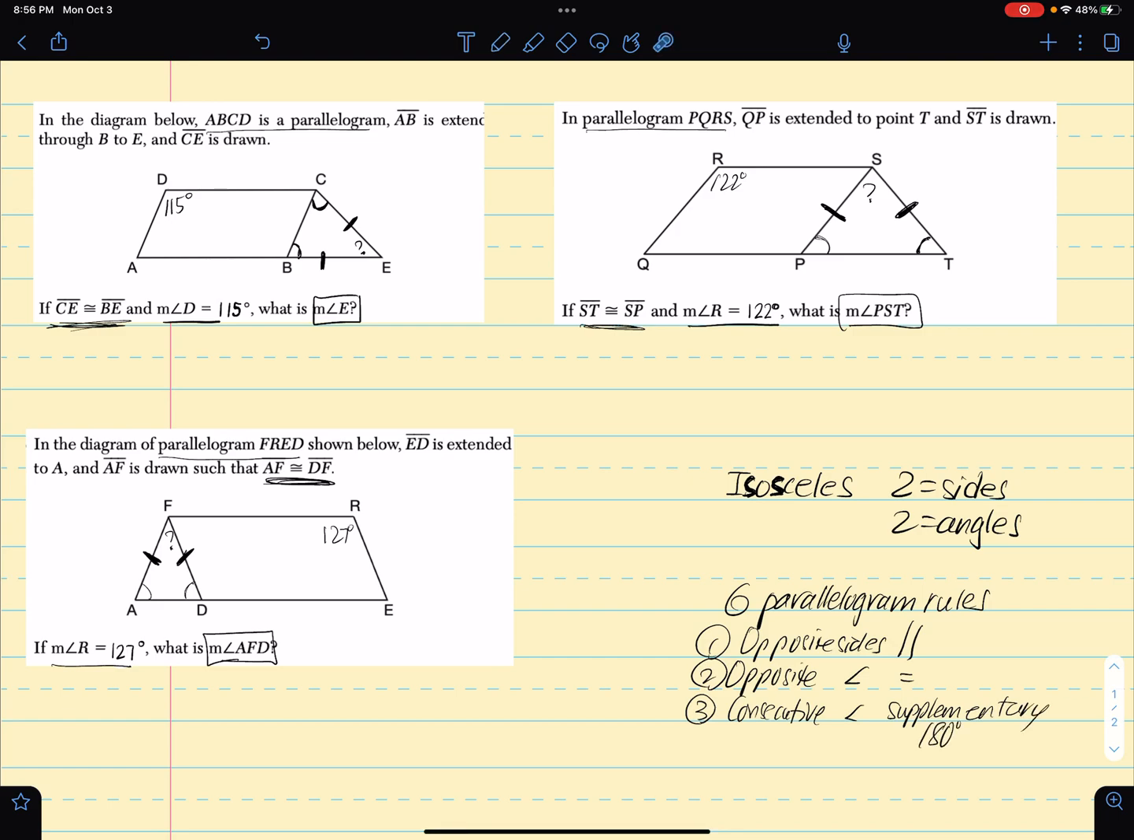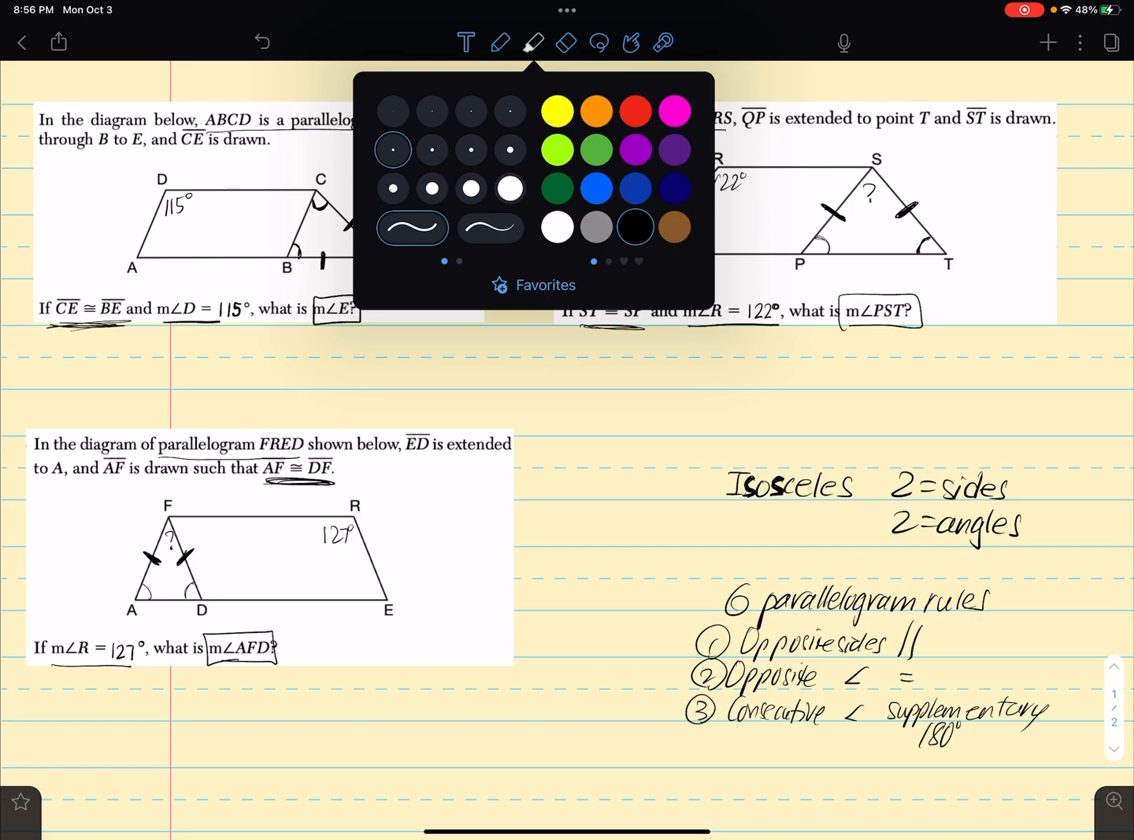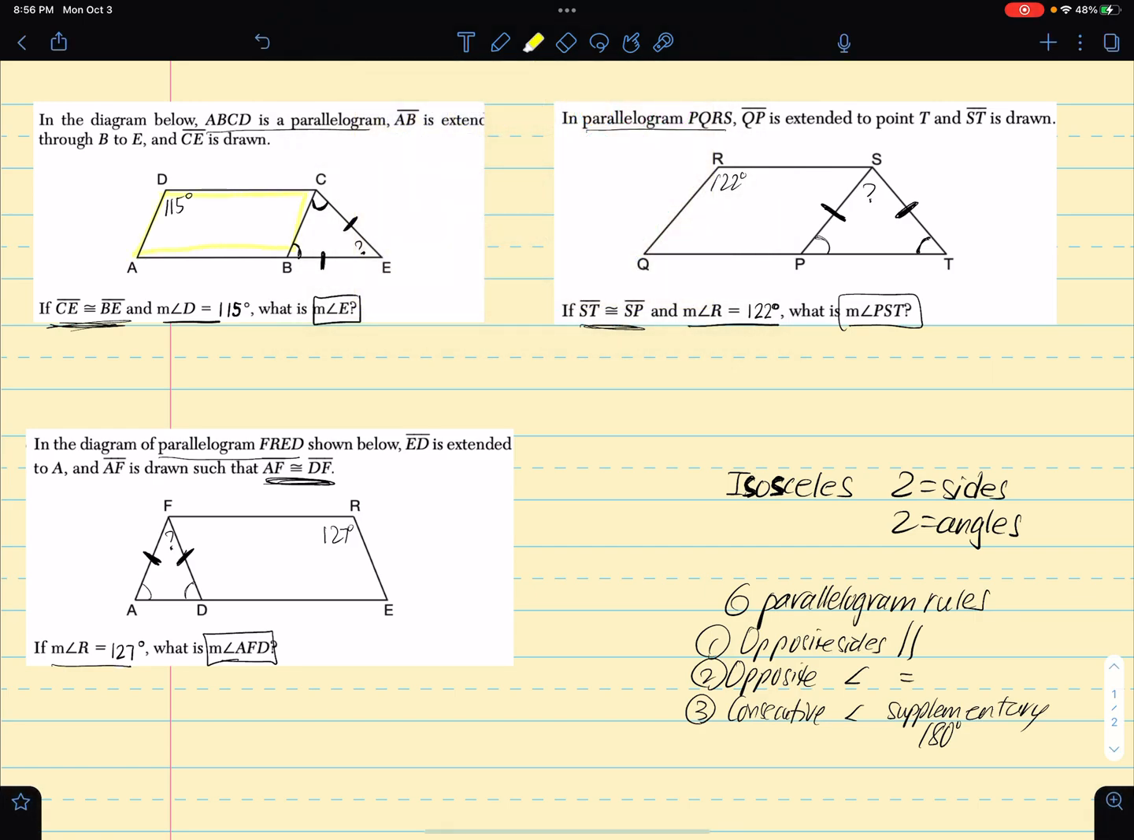Okay, so let's look over here. So here we have angle ADC is 115 degrees. Once again, we're focusing on a parallelogram. So the first rule is opposite sides are parallel. So then I'm going to put the arrows. These 2 opposite sides are parallel, and these 2 opposite sides are parallel. Once you have parallel lines cut by a transversal, you have all these congruent angles that you can think of, but more specifically in a parallelogram, we have opposite angles are equal.